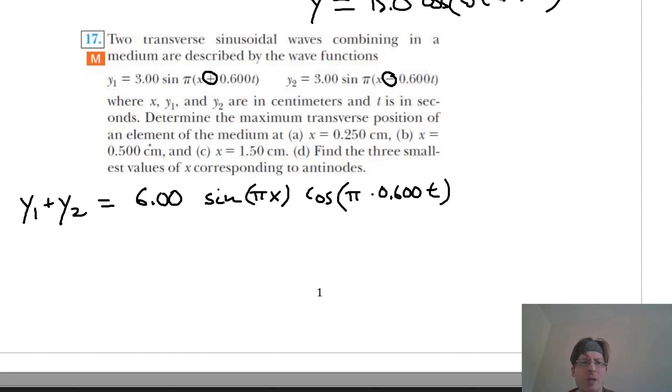What does this mean? I added two traveling waves together. Y1 is a wave traveling to the left. Y2 is a wave traveling to the right. When I added them up, the thing that I get doesn't look like a traveling wave at all. It's not of the right form, right? It's not of the form kx minus omega t. So what do I have here?